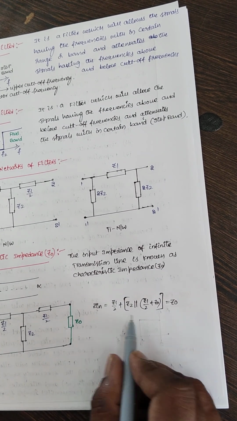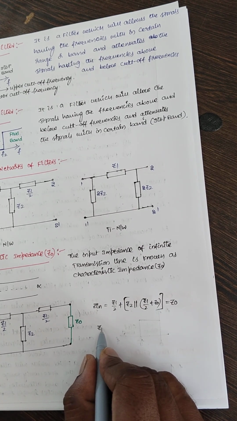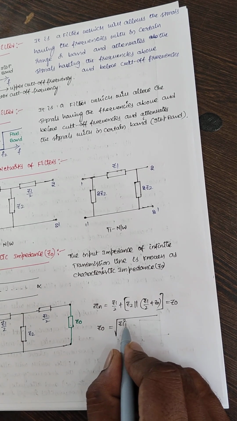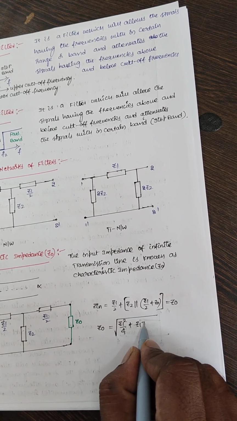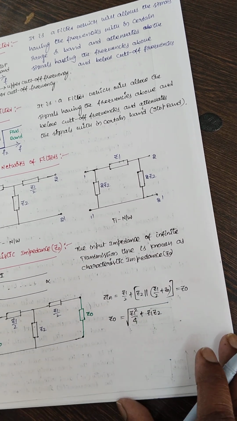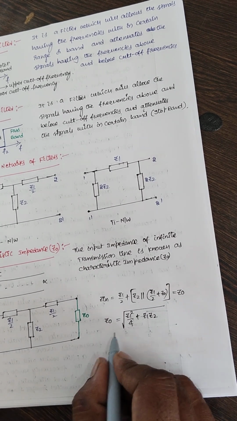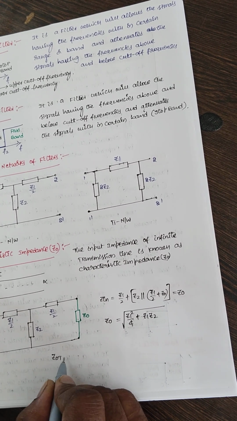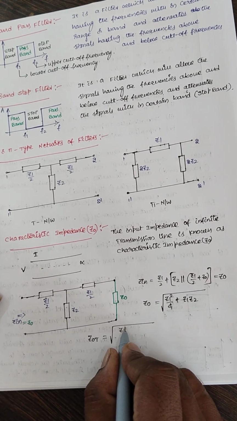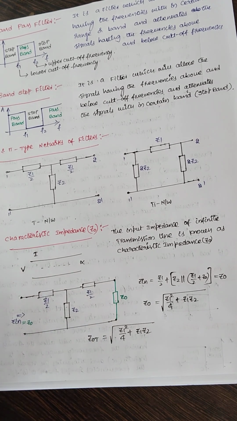Now if you calculate and find this Z0 using this expression, I will get Z0 is equal to square root of Z1 square divided by 4 plus Z1 Z2. This expression is very important for analyzing these filters. Since it is for a T type of network, I can represent this as Z0 T, which is equal to square root of Z1 square divided by 4 plus Z1 Z2.